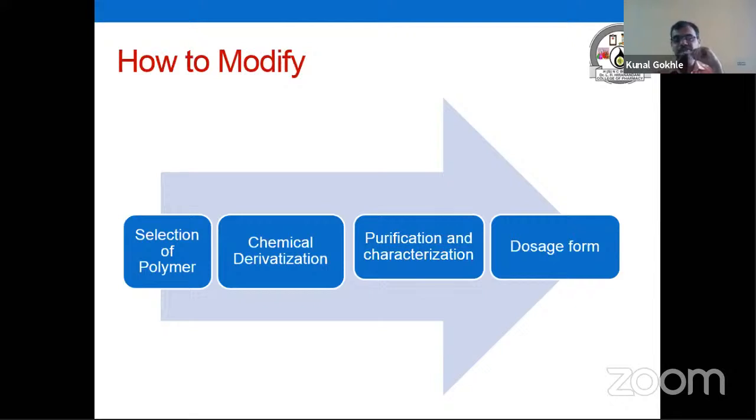But in this case, please remember the polymers do not have any kind of chromophore. So therefore, monitoring the polymeric reaction with TLC is a little bit difficult. You will not be able to understand whether your reaction is progressing in a forward direction or not by using TLC. Then what is the option for it? Yes, definitely there is an option.